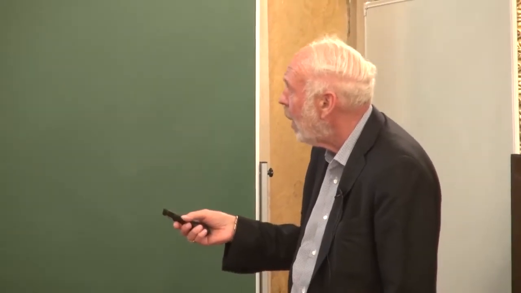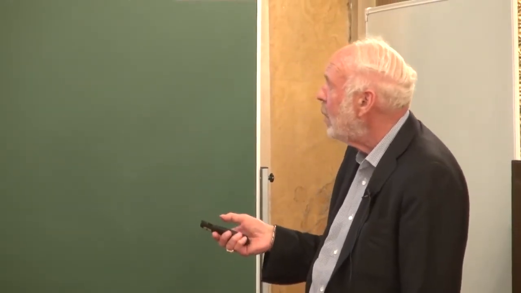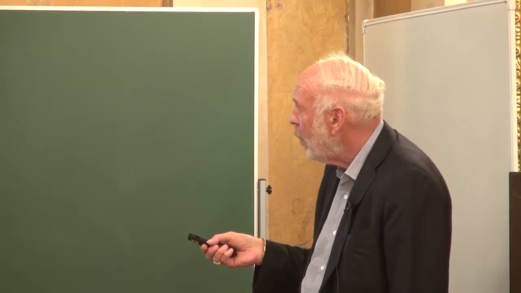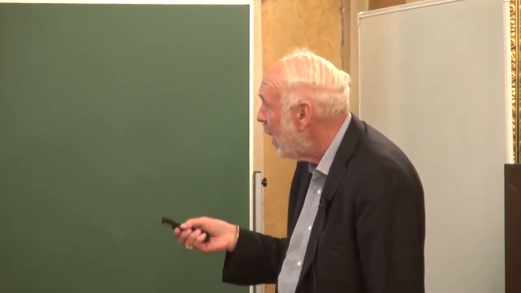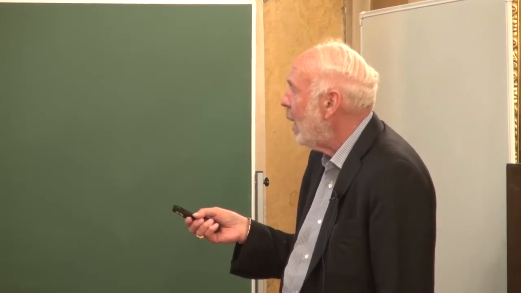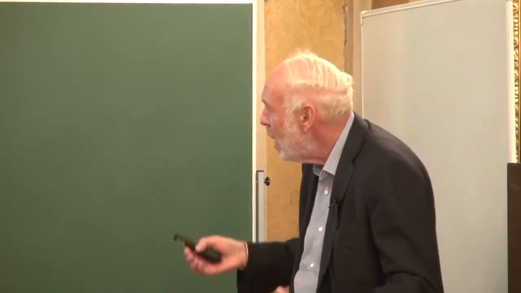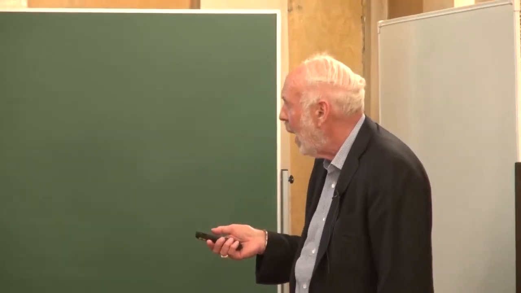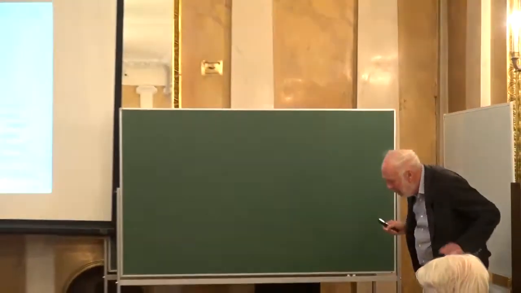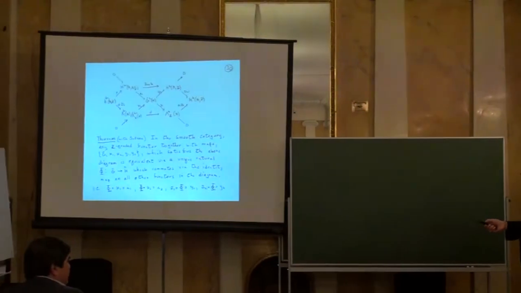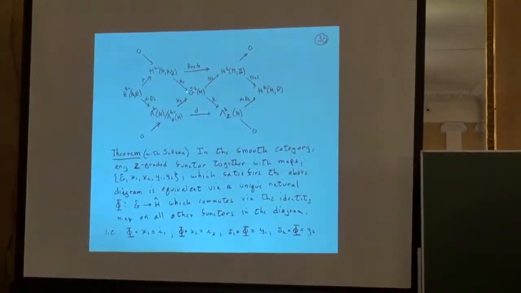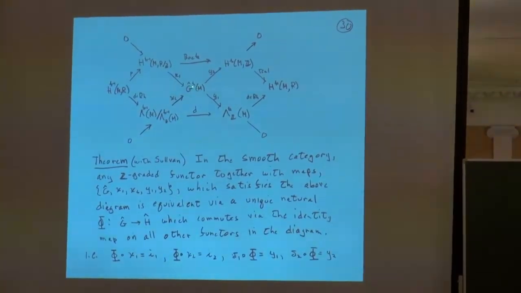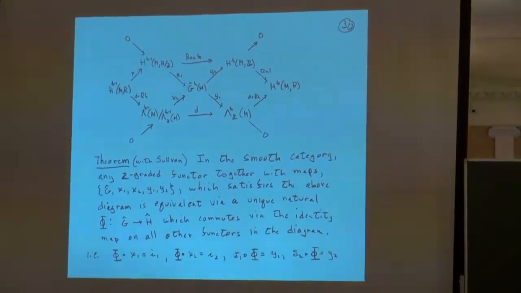Okay, here's the theorem. In the smooth category, any Z-graded functor together with the maps which satisfy the above diagram is equivalent via a unique natural transformation. Not only are they equivalent, but there's a unique natural transformation which makes that equivalence. So anything that fits in there, any imposter, a G hat, how did you get in there? Turns out G hat is naturally isomorphic to H hat.